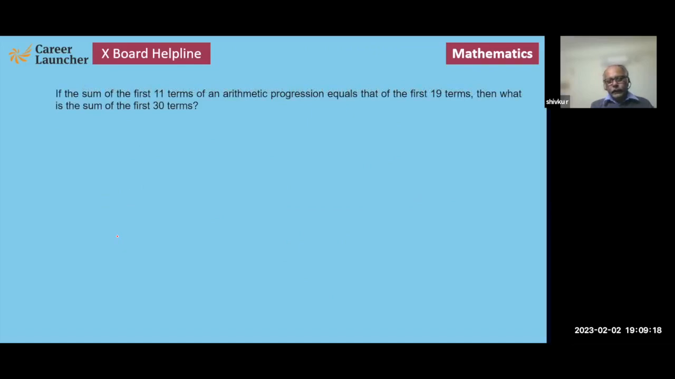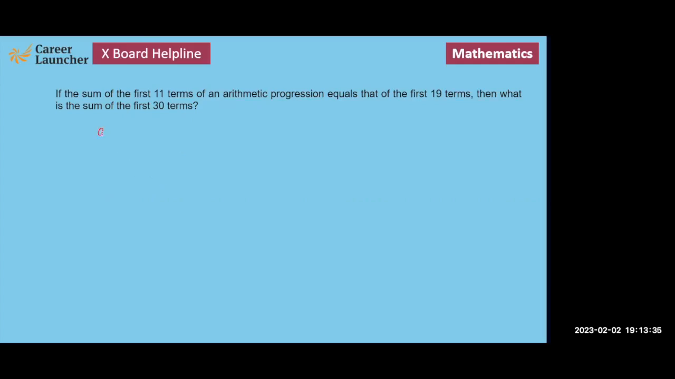This is also another slightly challenging question, a HOTS question I would say. Okay, so the answer I haven't got it. So let me do this. I probably shouldn't give this much time. Okay, if the sum of the first 11 terms of an arithmetic progression equals that of the first 19 terms, then what is the sum of the first 30 terms? This is a slightly difficult question, right?